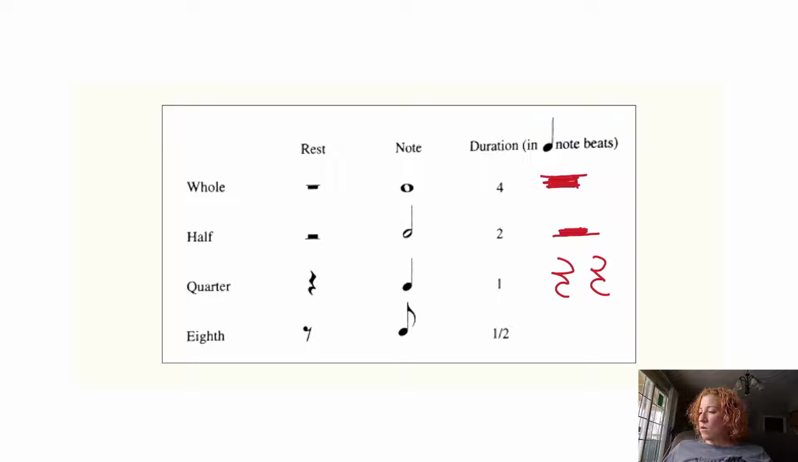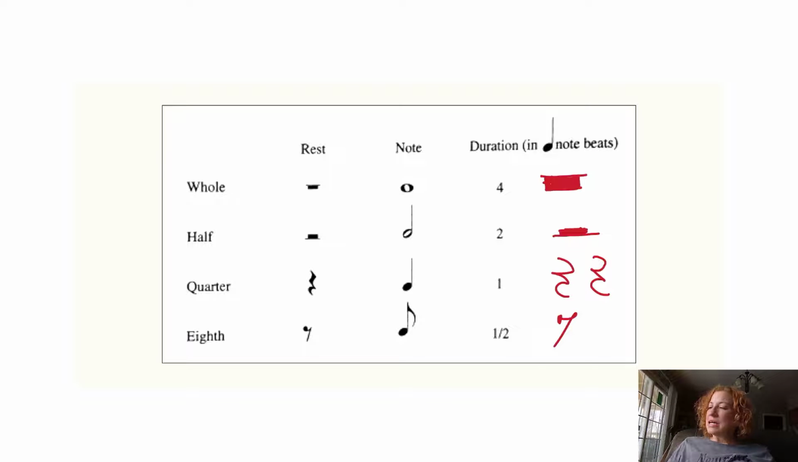And wow, can I really mess up very basic coloring in of a whole rest. I am not an artist. I am a musician. It's a little bit different. Then we have the eighth rest. It's just like a little blip with a flag. No big deal. All right.